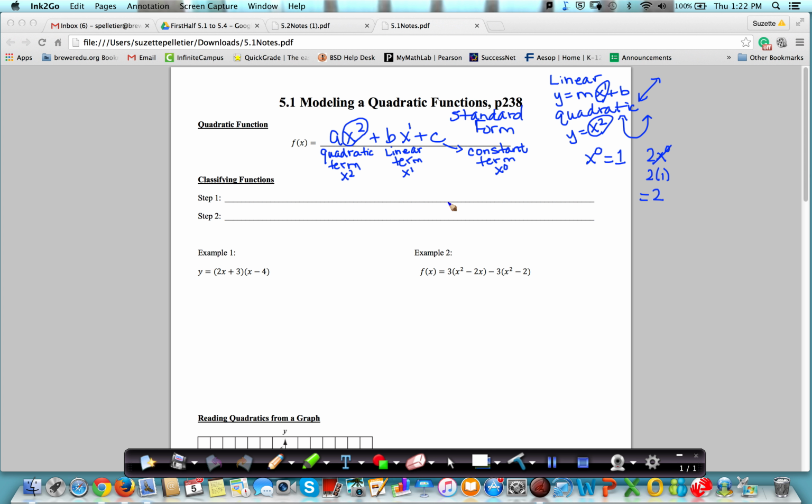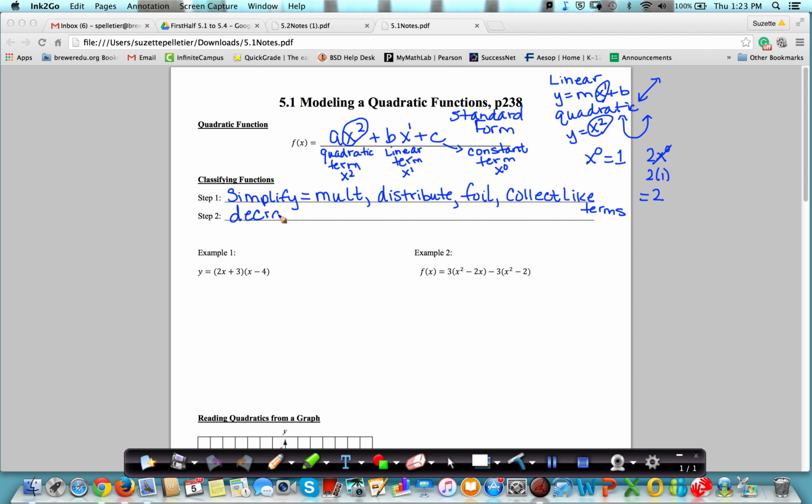Okay, so classifying functions, there's two steps in classifying functions. The first is to simplify. So we will simplify, and what does that mean? Simplifying means that we're going to multiply. Maybe we're going to distribute. Maybe we're going to FOIL. Maybe we're going to collect like terms. But those are all simplifying. So we're going to take these and multiply them out. We're going to distribute, we're going to simplify, collect like terms, and we're going to get it all the way down to its most simplified form.